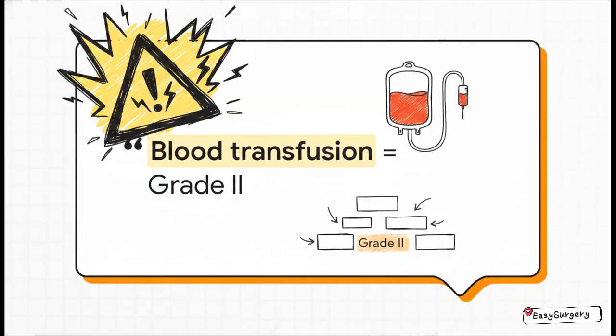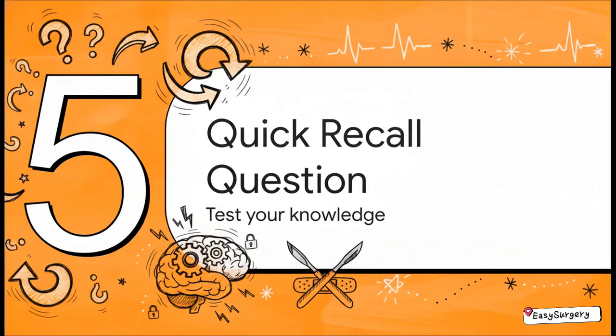Now, treat this next point like a massive, flashing neon warning sign. Blood transfusion equals Grade 2. I know giving a blood transfusion feels like a huge, invasive physical intervention, but under Clavien Dindo, blood products are strictly classified as a pharmacological treatment. Therefore, it is always a Grade 2. Examiners will try to bury a blood transfusion deep in a long clinical vignette just to see if you accidentally upgrade it to a Grade 3. Don't fall for it. All right, part 5, quick recall question.